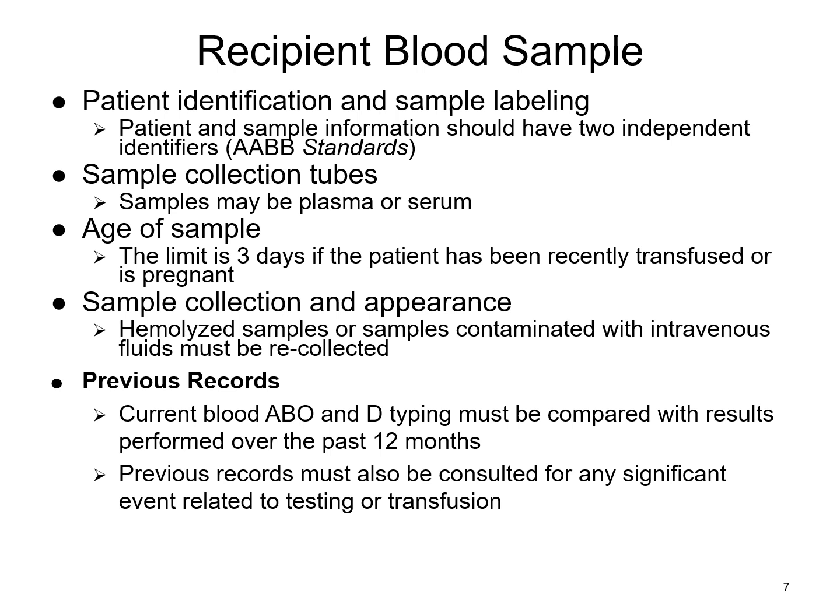Now, the age of the sample is important. 3 days on that sample if the patient has previously been transfused or pregnant, and that's just that 72-hour rule. The 3-day, 72-hour rule is because of the potential for someone to make antibodies after being exposed to any sort of antigen. So that could be through transfusion or through pregnancy. Sample collection and appearance. You want to make sure that that sample is not hemolyzed, because remember, hemolysis is a type of reaction, so we do not need any sort of false results hindering our interpretation of our results.